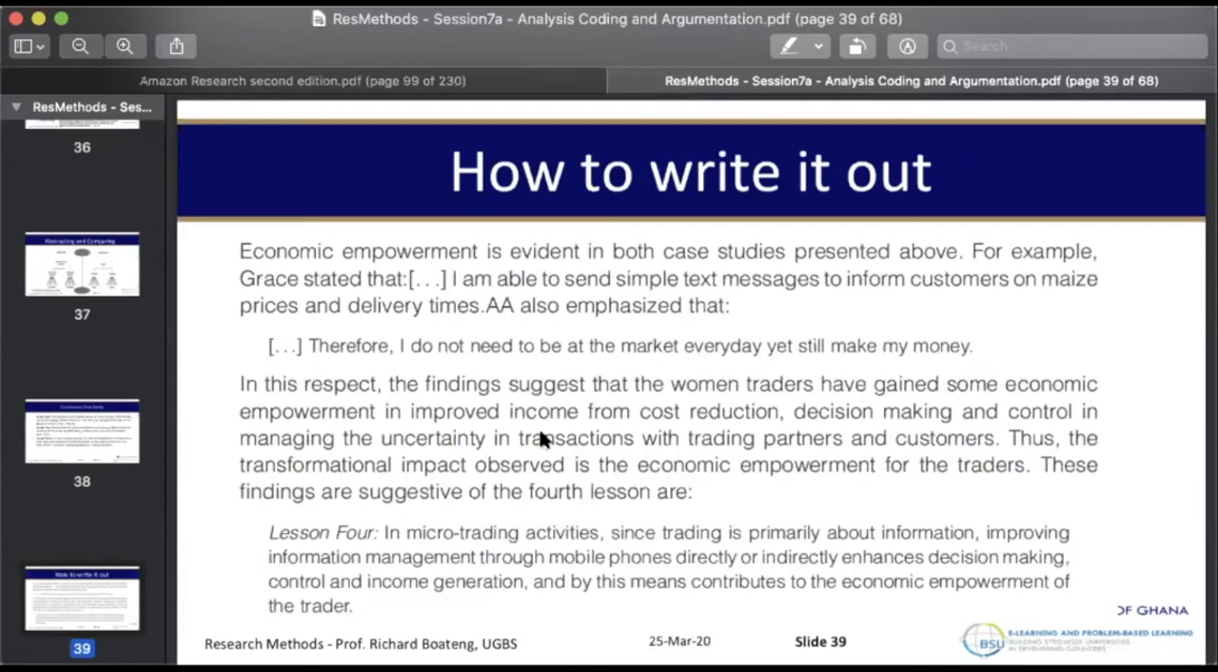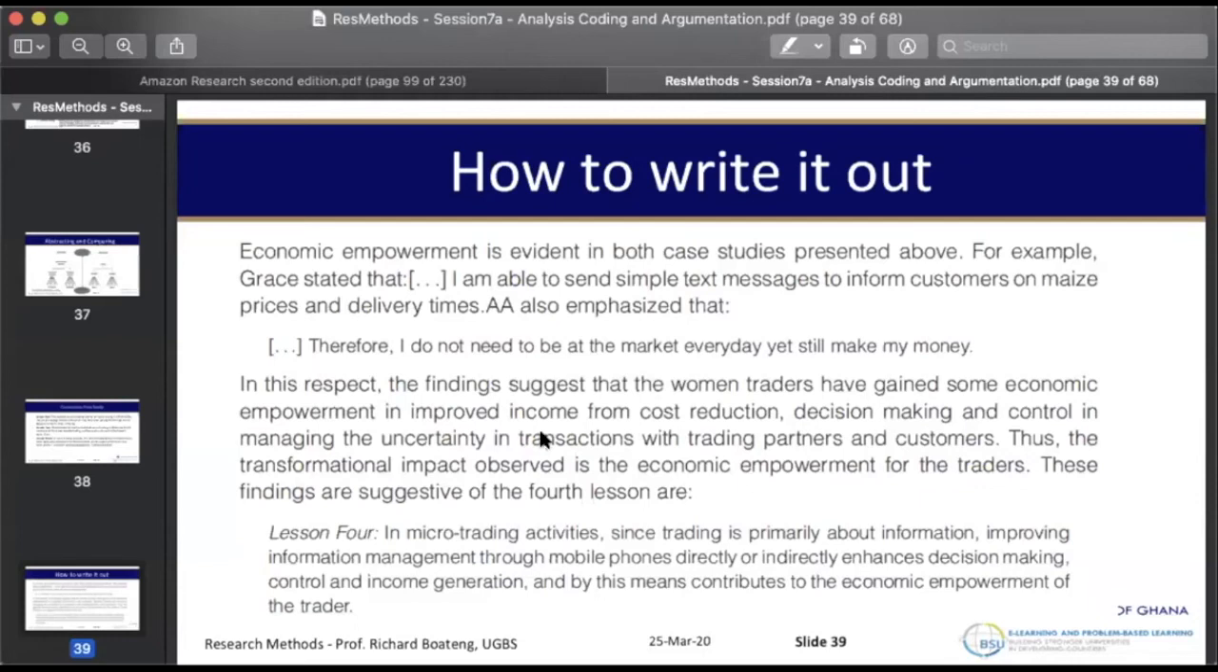But look at it very carefully. He took what the actual respondents said, the words from the respondents themselves, and extracted sections of it. Then he went on to point out what he can see in it. First of all, he presented the final level of the evaluation, that's economic empowerment. Now, he had to show you how he got there. So he started by showing the raw quotation and what they said.